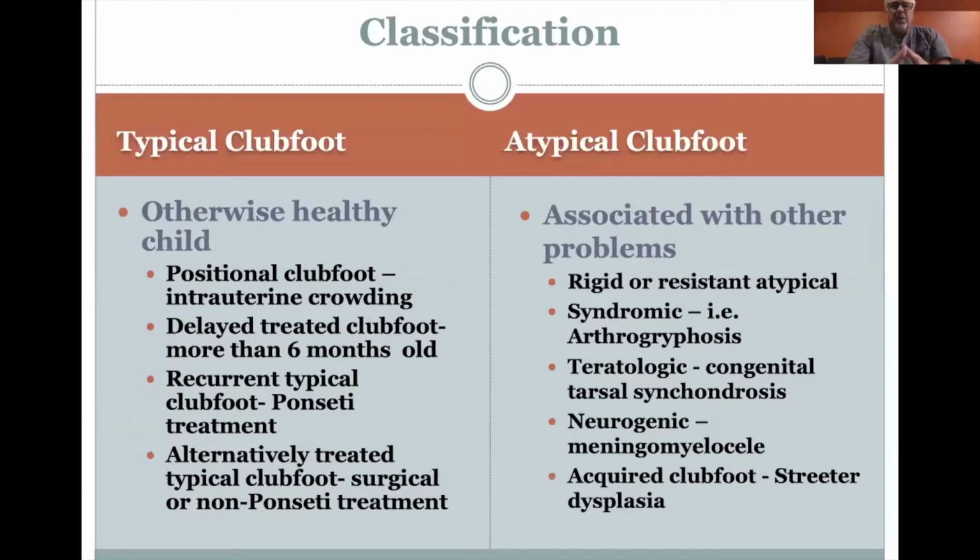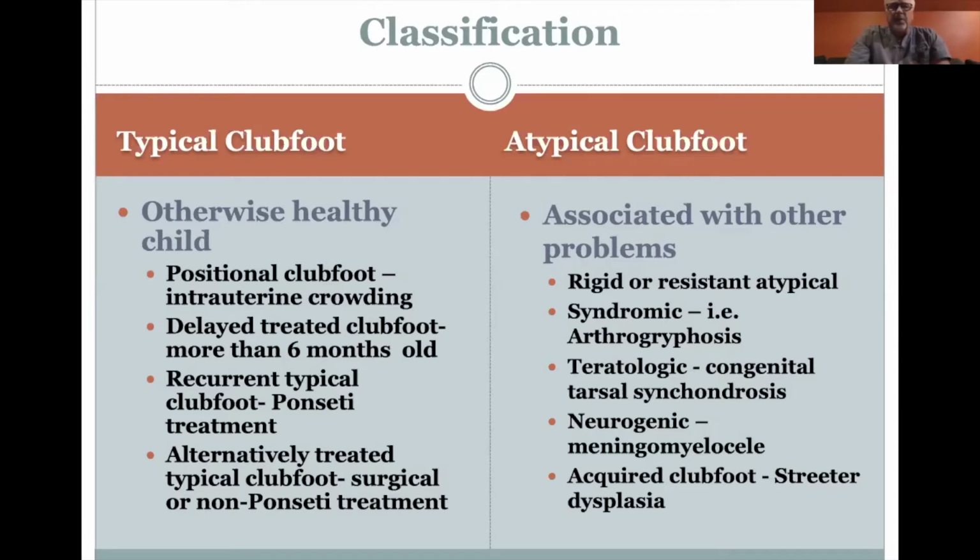There are essentially 2 types of clubfoot deformity, typical and atypical. Typical is your otherwise healthy child. It's a positional clubfoot due to intrauterine crowding. Delayed treatment is considered more than 6 months old before initial treatment. Recurrent typical clubfoot means they've had the Ponseti treatment in the past and it's come back. And then alternatively treated clubfoot is a post-surgical or non-Ponseti treatment. So those are subcategories within the typical clubfoot category.